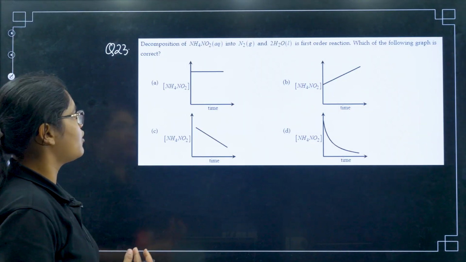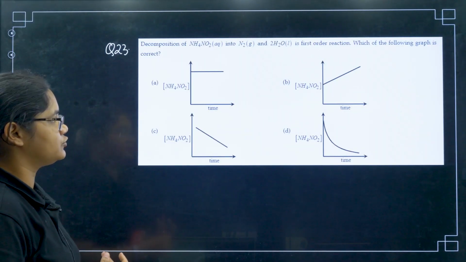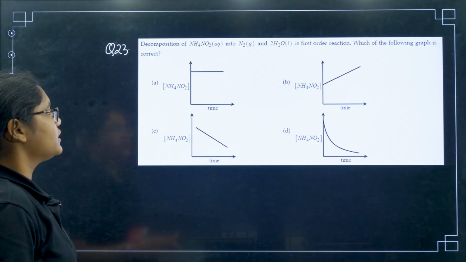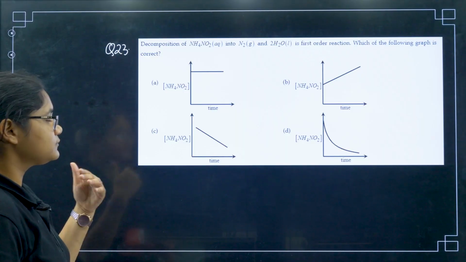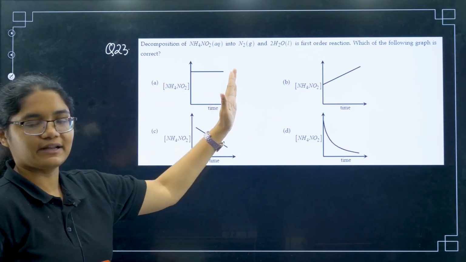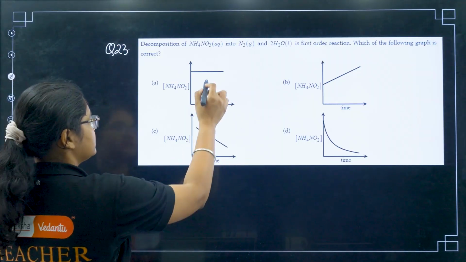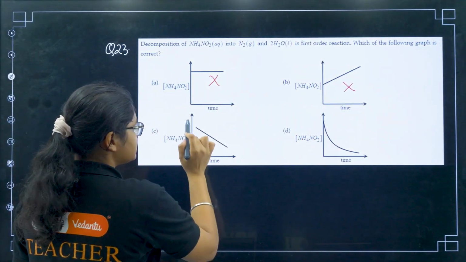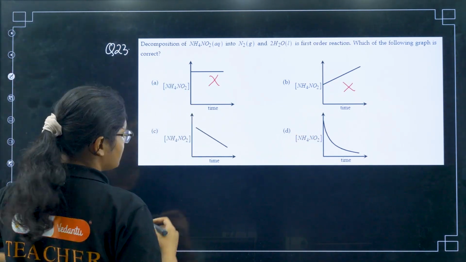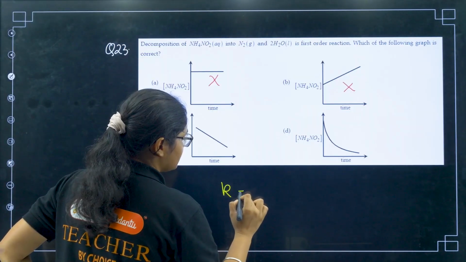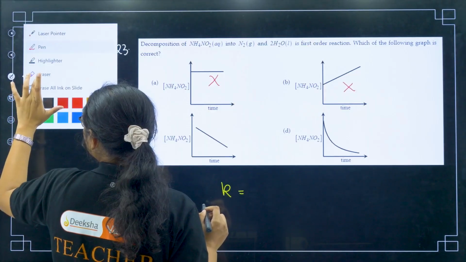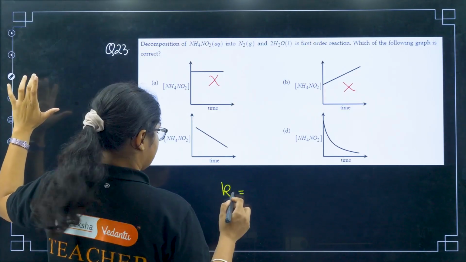Next, decomposition of NH4NO2 into N2 and H2O is a first order reaction. Which of the following graph is correct? If it is a first order reaction, you have NH4NO2 concentration, right? So NH4NO2 concentration will definitely decrease because it is a reactant. So this cannot be there, this cannot be there. Now there is a decrease here also, there is a decrease here also. But if you see the first order reaction, what is the formula we have? K equal to, right? K equal to, sorry, we write here like this, just a minute.